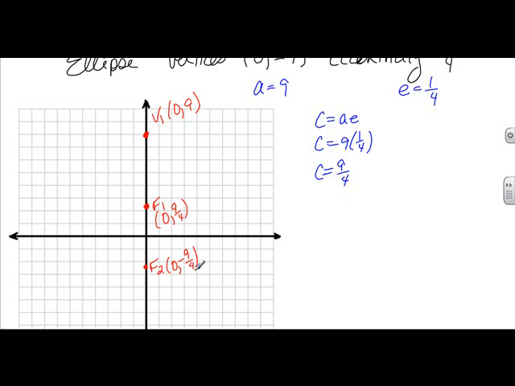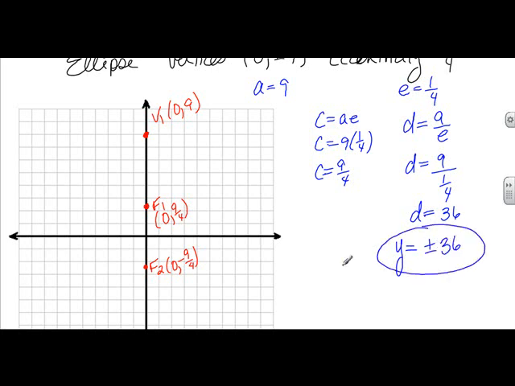D is always equal to A divided by E. So in this case, where A is 9 and E is 1/4, we get a value for D that's equal to 36. Now that gives us the equations for the directrixes. Since we've got vertices and foci that are on the y-axis, our directrix lines are going to be horizontal. They're going to cross the y-axis. And the equations for those would be y is equal to positive and negative 36. Now I don't have room to put those lines on my graph, but you just need to make note that that's what they are.